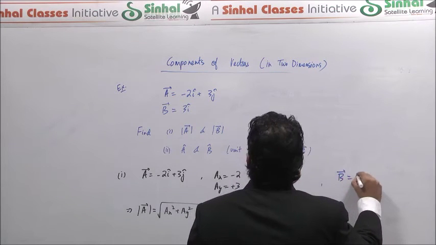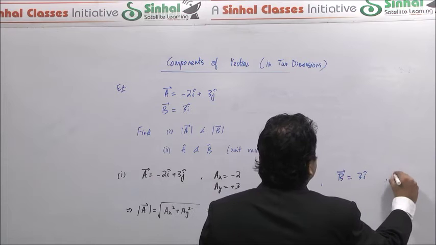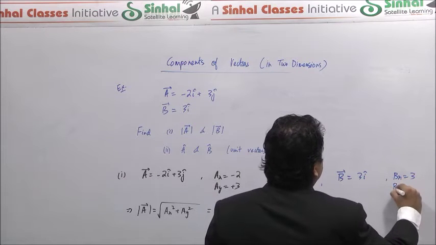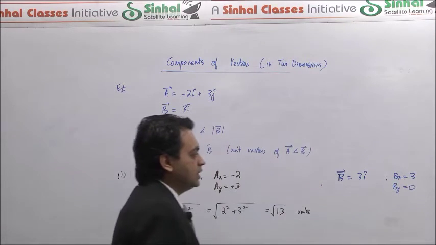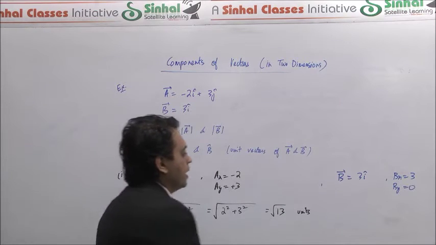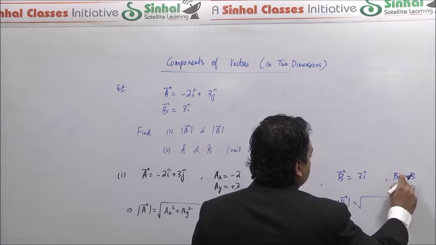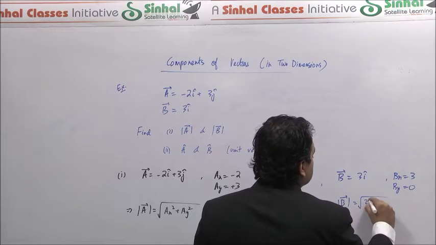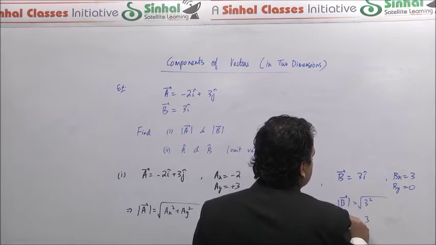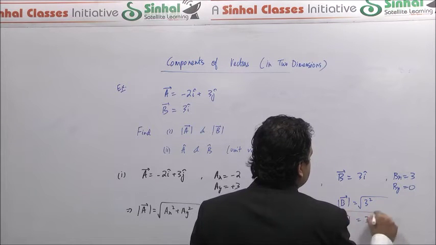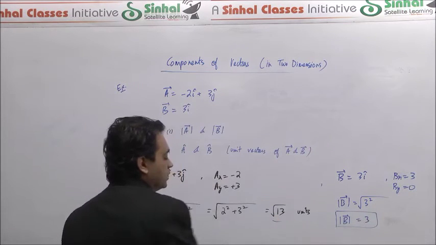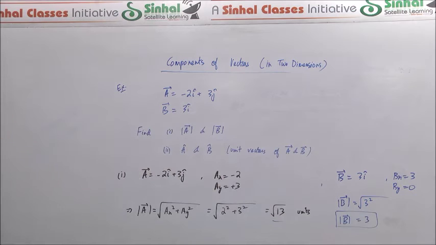So B is given by 3i cap, so that means the x component of B is 3, whereas the y component is 0. So B is basically lying along the x-axis. So the magnitude of B would reduce to square root of bx square plus by square, so that is square root of 3 square, which is nothing but 3. So the magnitude of the vector B is 3, and the magnitude of the vector A is root 13.